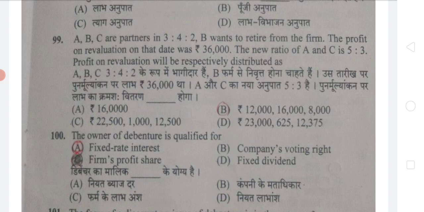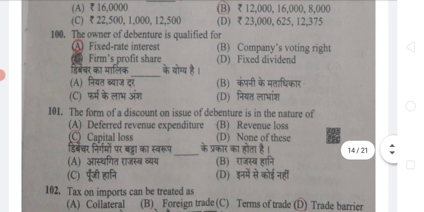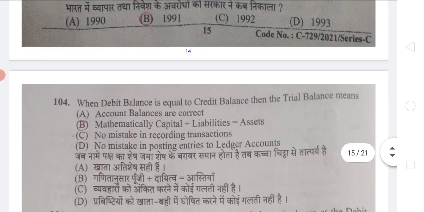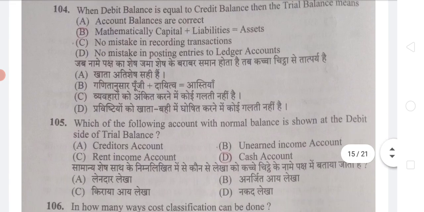The owner of debenture is qualified for a fixed rate interest. The form of a discount on issue of debenture is in the nature of C. Capital loss. Tax on import can be treated as D. Trade barrier. When did the government remove the barriers for trade and investment in India? B. 1991. When debit balance is equal to credit balance, then the trial balance means B.